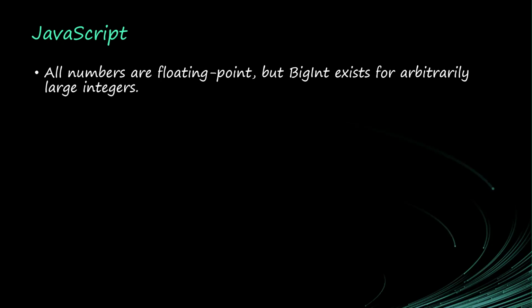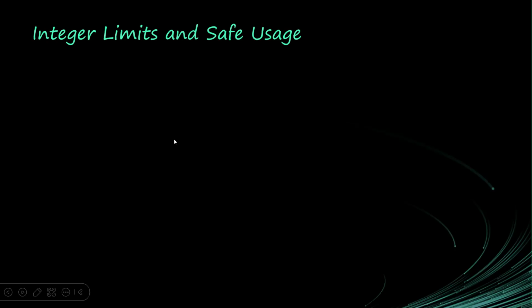Even JavaScript, all numbers in JavaScript are floating point numbers, except for BigInt. So JavaScript does not have anything like byte, int16, int32. No, it doesn't. All right. We only have one numeric data type in JavaScript, and it is called number. And it covers both floating decimal numbers and whole numbers. Okay, so integer limits and safe usage.